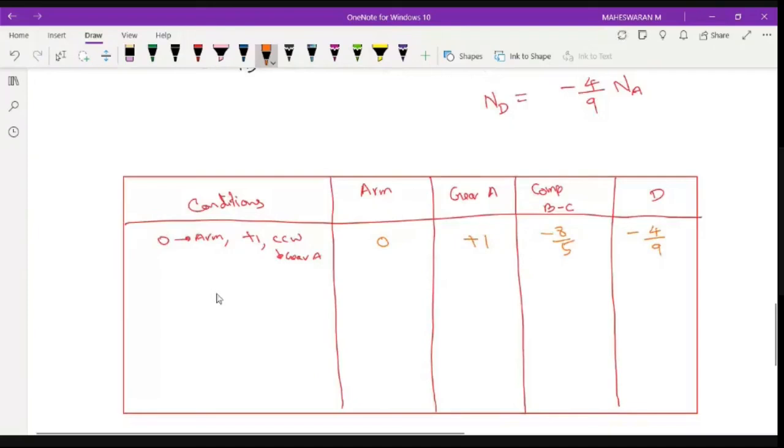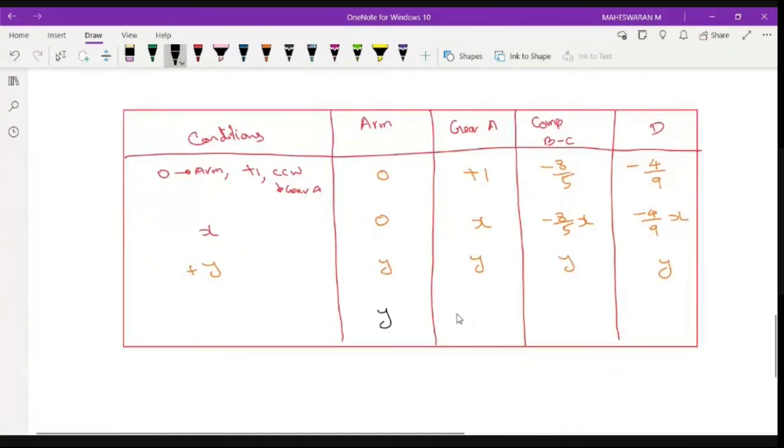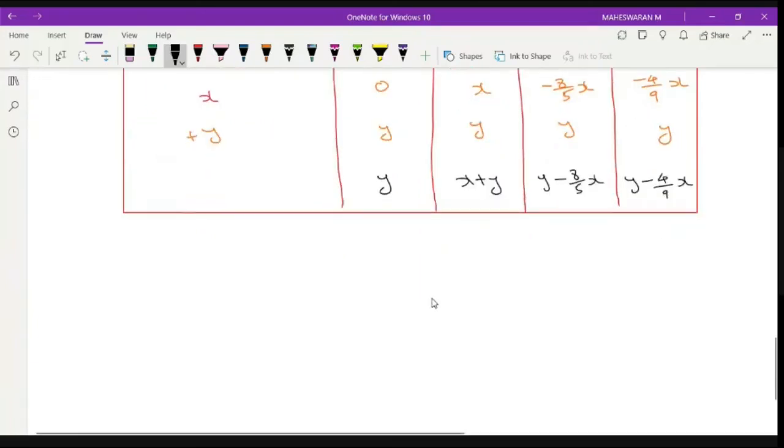Right? So multiplying with X now. So what we'll get: 0 X, -8/5 X and -4/9 X. Adding plus Y, Y, Y, Y. So overall, what will we get? Y, X plus Y, Y minus 8/5 X, and Y minus 4/9 X. Okay, this is the formula, right?